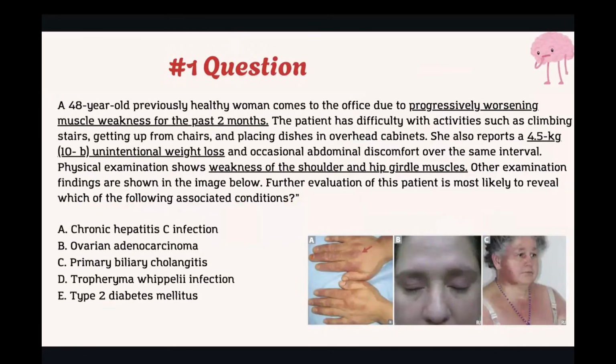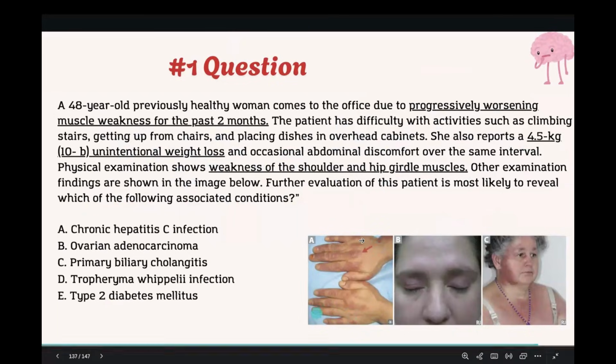So, question one: a 48-year-old previously healthy woman comes due to progressive worsening muscle weakness for the past 2 months. The patient has difficulty with activities such as climbing stairs, getting up from chairs, and placing dishes in overhead cabinets. She also reports a 4.5 kg unintentional weight loss. Physical examination shows weakness of the shoulder and hip girdle muscles. Other examination findings are found in the image below.